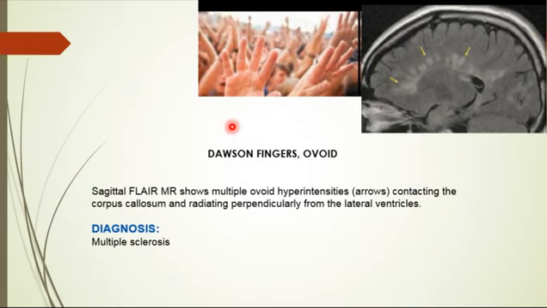They contact the corpus callosum, radiating perpendicularly from the lateral ventricles, which is indicative of multiple sclerosis. As we said, it's a chronic demyelinating disorder with temporal and spatial heterogeneity. On T2-weighted and FLAIR MRI, characteristic plaques radiate perpendicularly from the lateral ventricle, what's called the Dawson finger. It is both a sensitive and specific sign for MS.